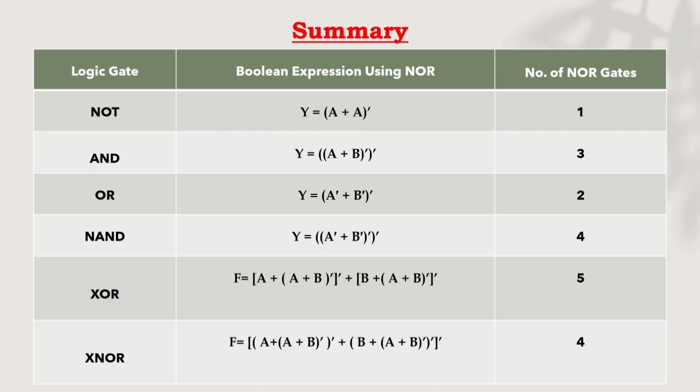To design the NAND gate, we need at least 4 NOR gates. To design the XOR gate, we need at least 5 NOR gates. And to design the XNOR gate, we need only 4 NOR gates.